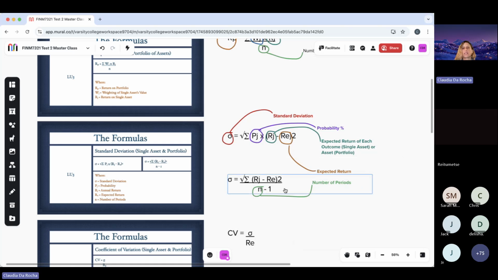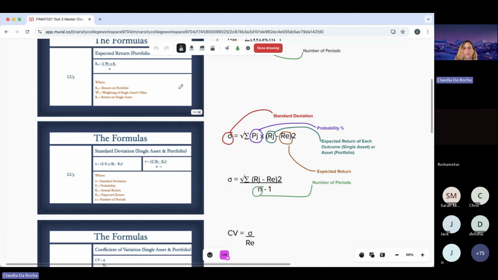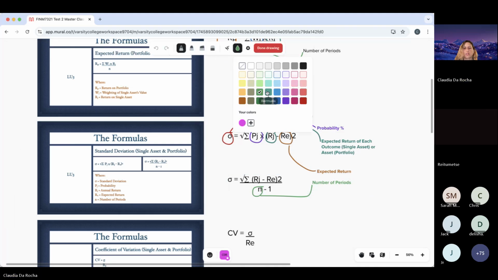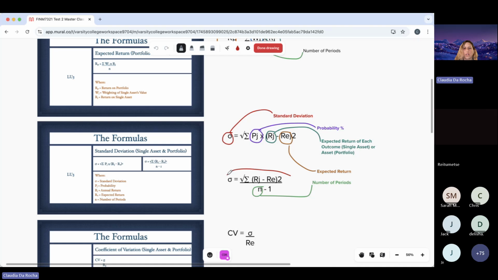But that, in essence, as you can see here, this one, so if I am to highlight it, or just at least circle it, this formula does not have your probability, the purple, in it. So this is when you're not given probabilities. You've been given the return of each asset. You've calculated the expected return, or they've given it to you, and then you've got the number of periods, and then you can calculate. So again, just to reiterate, it's always based on the information that's given in the question. That will guide you as to which formula you can or cannot use.